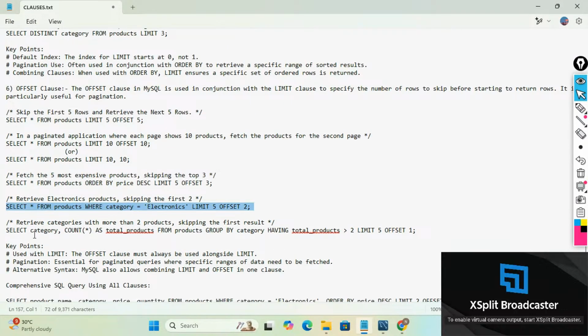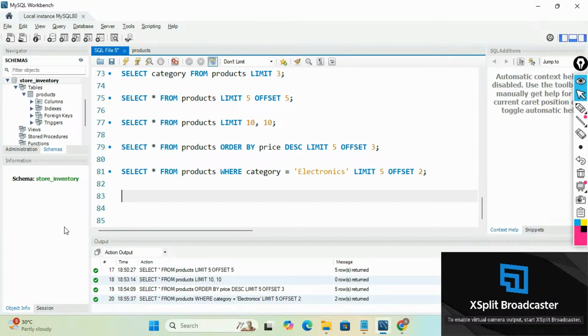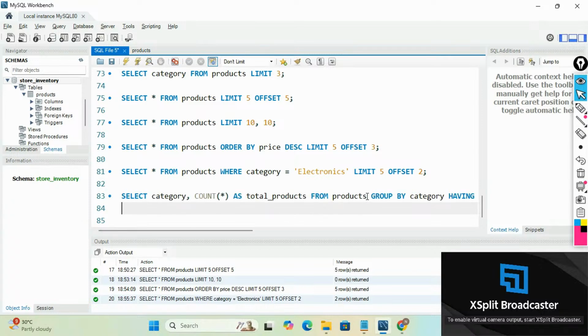Right. Last example with respect to limit. This time I am bringing group by and having into the picture. So the same, but how many clauses? Four. Group by, having, limit, offset. Okay, so you see the order.